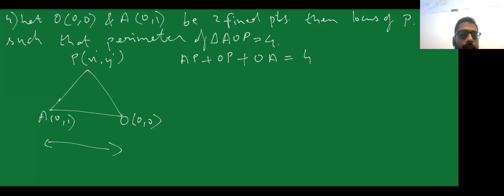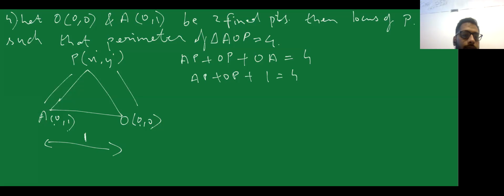How much is OA? I can get this by using my distance formula, under root of x2 minus x1 square plus y2 minus y1 square. So 0 minus 0, 0 minus 1, 1 square, under root 1 square is 1. So the length of OA is 1. So I can say that AP plus OP plus 1 is equal to 4. So this length plus this length should be 3.